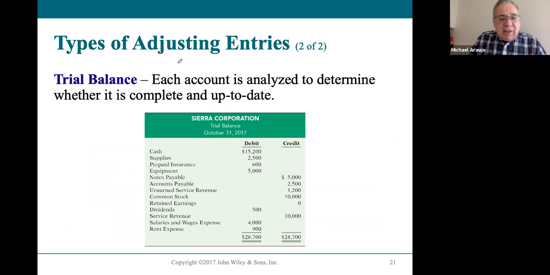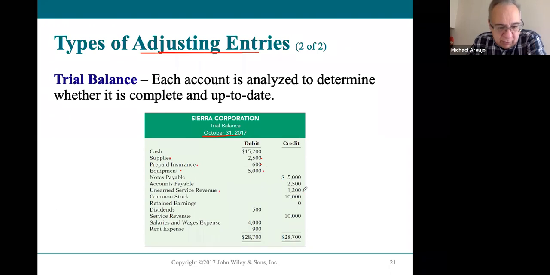And so again, the adjusting process is simply a double checking process to make sure that everything we know is accurate. So at the end of October for Sierra Corporation, did they use any of these supplies? If they've used any of these supplies, it should be expensed. Did they use any of this prepaid insurance? If they've used any of that prepaid insurance, that insurance should be expensed. Certainly, we will look at equipment as well, because equipment depreciates. We will see if we've earned any of this unearned revenue. If so, it should be in revenue, right? Or our expenses are going to be different as well.